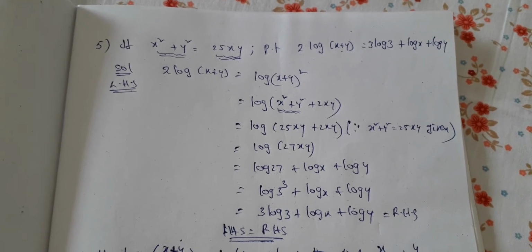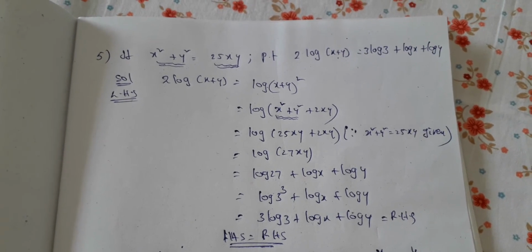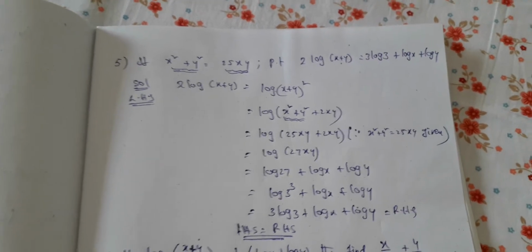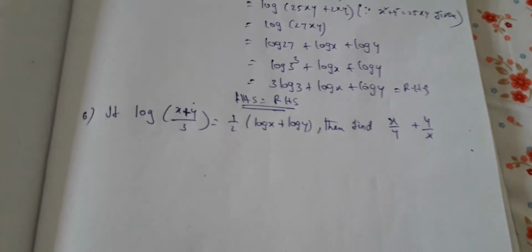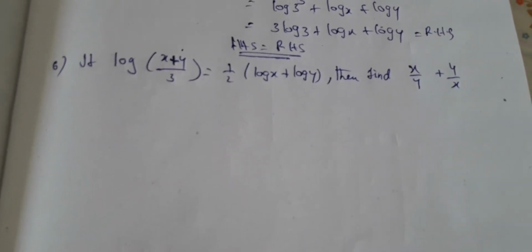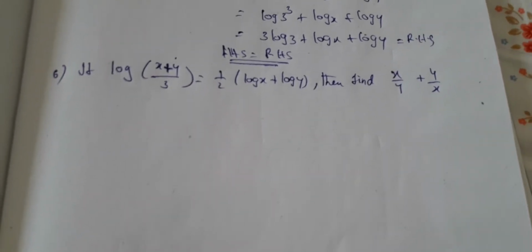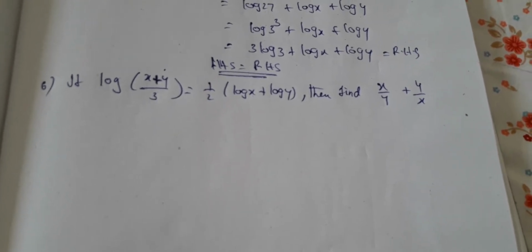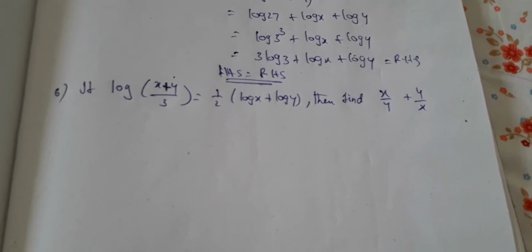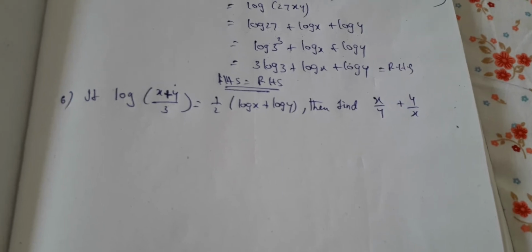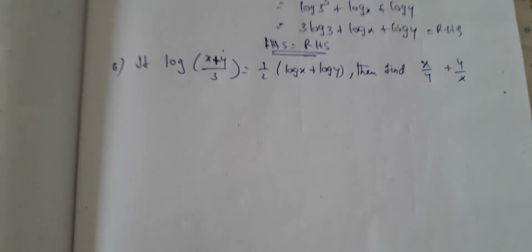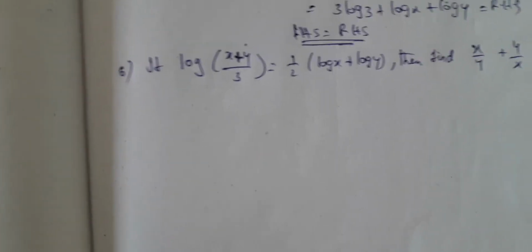Copy this problem. And now let me move to the last problem of the day. So if log of (x plus y) by 3 is equal to half log x plus log y, then find x by y plus y by x. Nothing to panic here. Similarly, how we are able to see that previous case, the same we have to see.